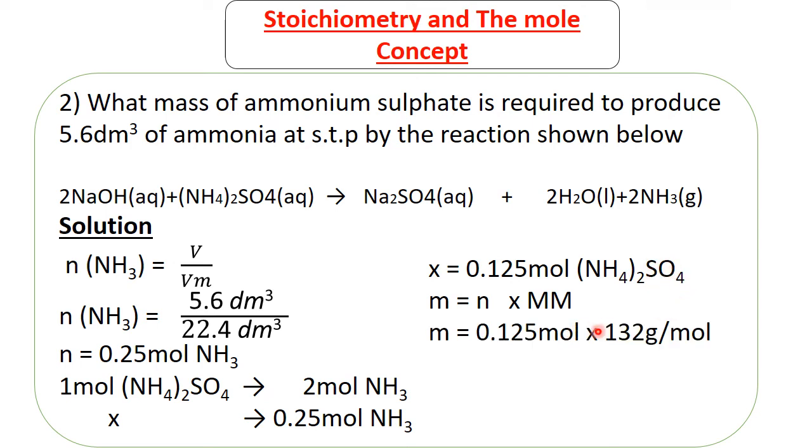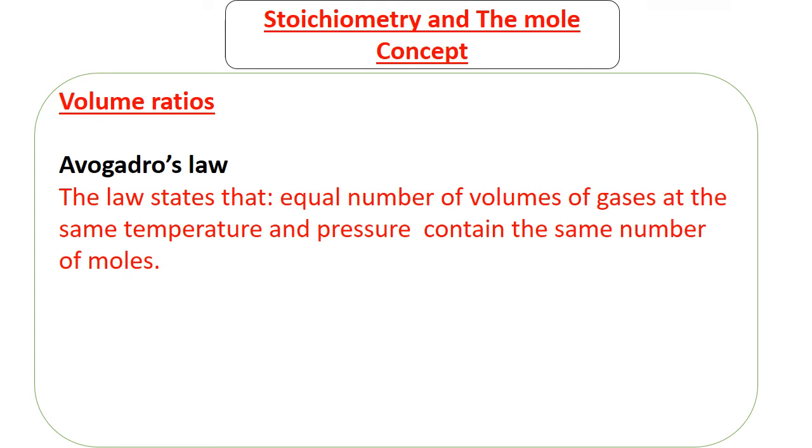So when you do that, you're going to get 132 grams per mole as the molar mass of ammonium sulfate. Then when you multiply, the mass you're going to get is 16.5 grams of ammonium sulfate. Next, we go to volume ratios.